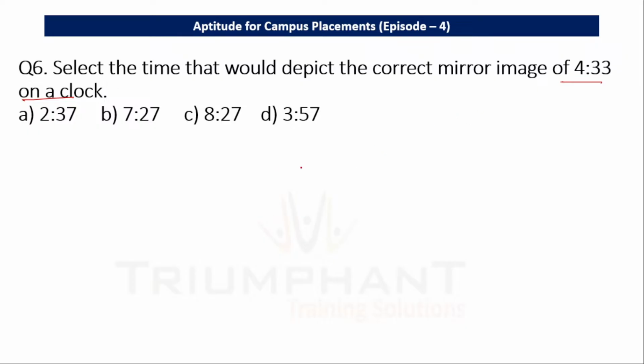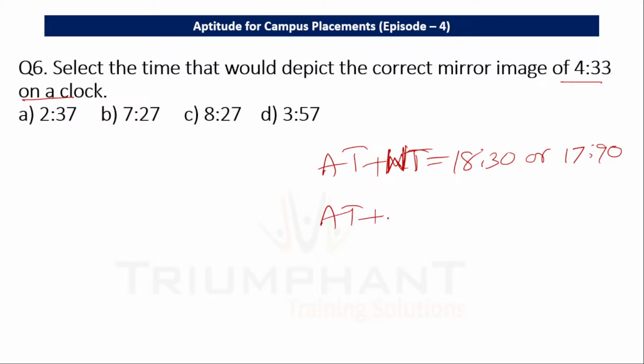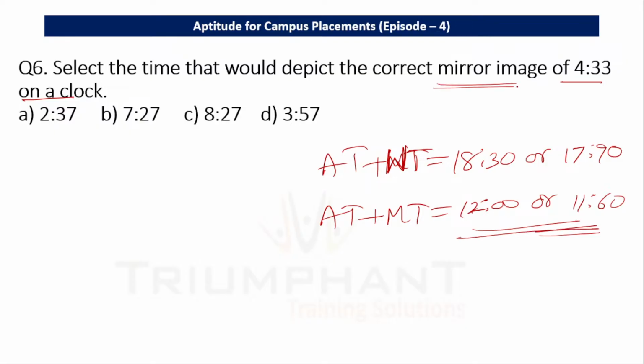Now, in our last live session, we discussed actual time plus mirror time. In the last episode, we discussed water image. Actual time plus water time is 1830 or 1790, whereas actual time plus mirror time is 12 or 1160. So here you are asked to find the mirror image, not the water image. Therefore, what is 12 minus 4:33?